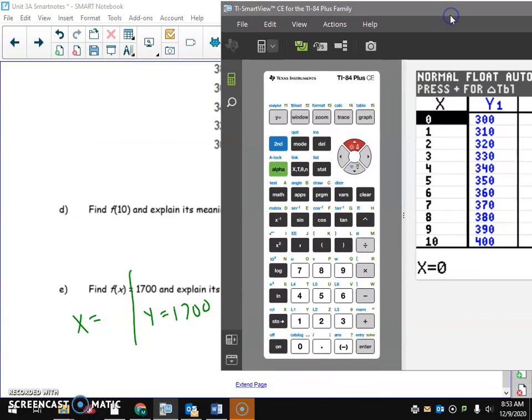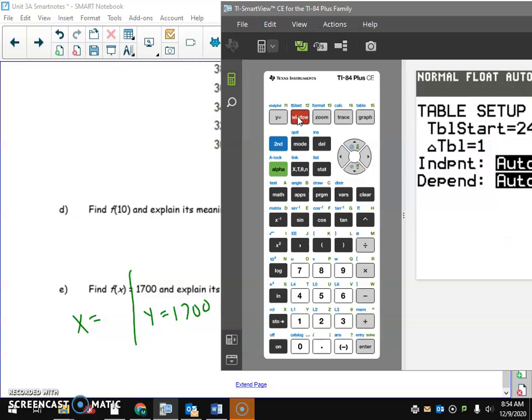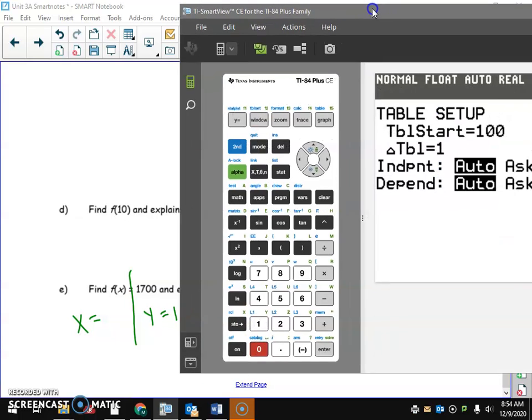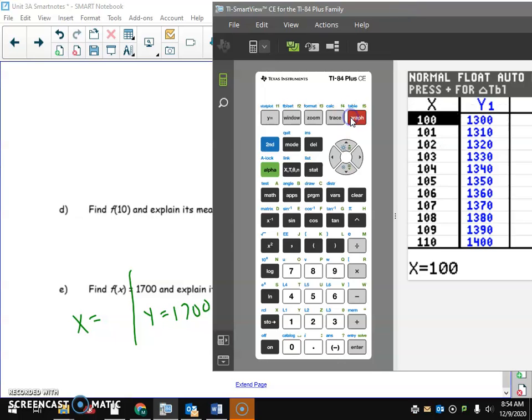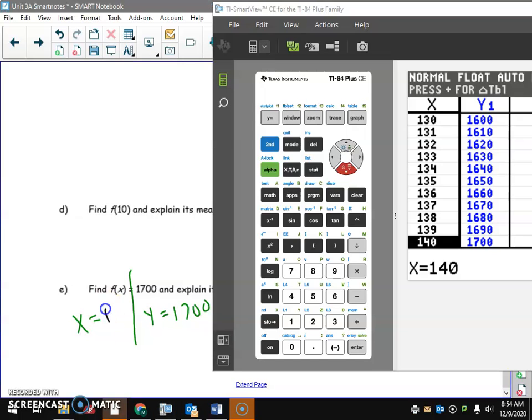All right, what do we got? We got to go all the way down to 1700. So I'm going to go down and keep going down. Could take me a while. Let's see. I'm going to jump ahead. I'm going to guess something like 100. So I put 100 in the second window. Now when I go to second graph, it jumps down there. That got me closer. Still a ways off, but a lot closer. Here we go. Slow down. There it is. So X equals 140.